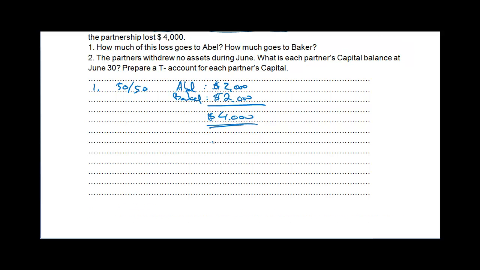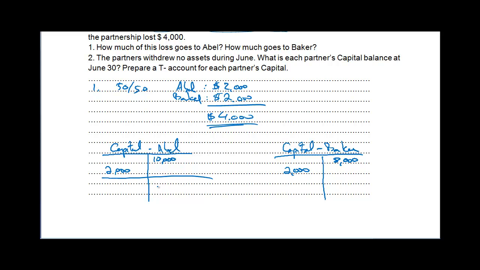So if they withdrew no assets, let's take a look at their capital balances. How would this sort of work? So capital dash Abel T account, capital dash Baker T account. Abel started out with a $10,000 balance in his or her capital account, and Baker had $8,000. The $2,000 loss is a debit, and so at the end of the period, Abel has an $8,000 balance and Baker has a $6,000 balance. That was requirement number 2.